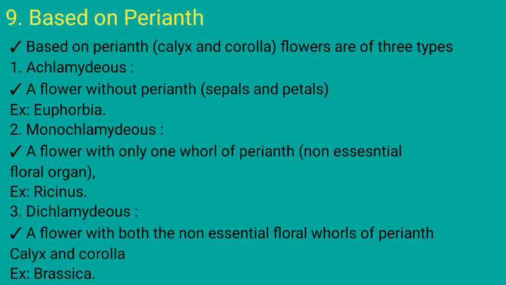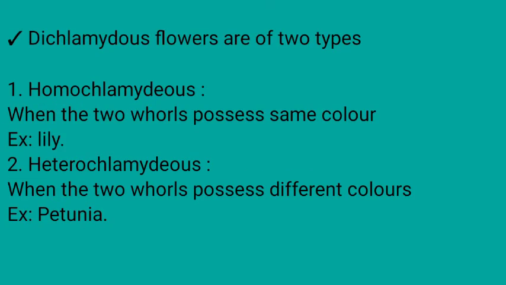The second type is monochlamydous flowers. In this type, the flower contains only one whorl of perianth, which is a non-essential floral organ. Example: Ricinus. Third one, dichlamydous flowers: a flower with both the non-essential floral whorls of perianth, like calyx and corolla. Example: mustard, Brassica. Dichlamydous flowers are of two types.